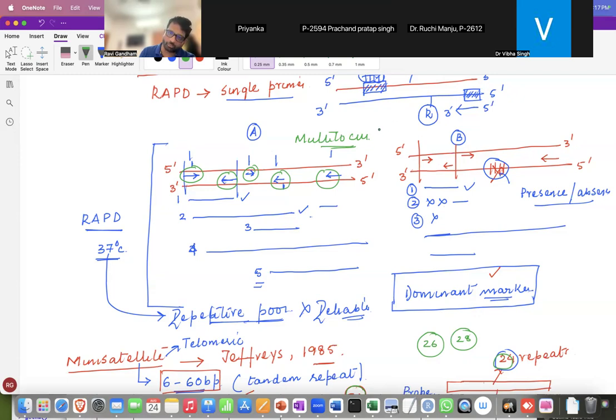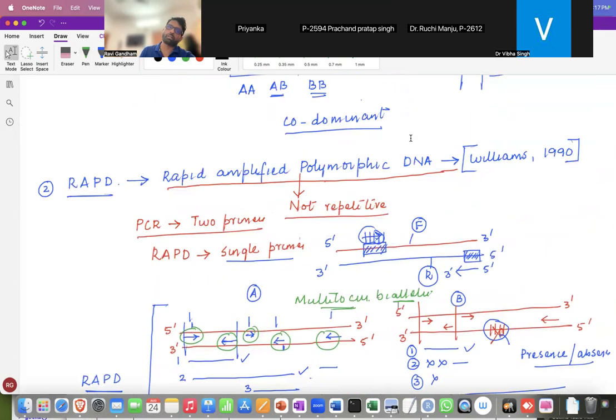It is only biallelic. Why? Because of its presence or absence. Is that okay? Multi-locus, biallelic.